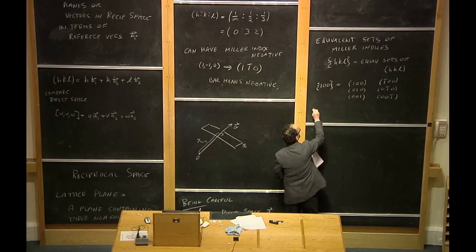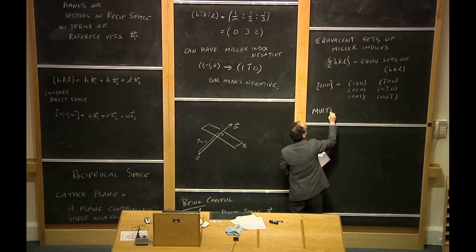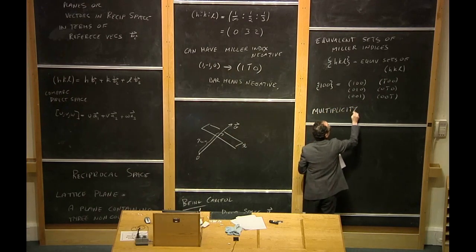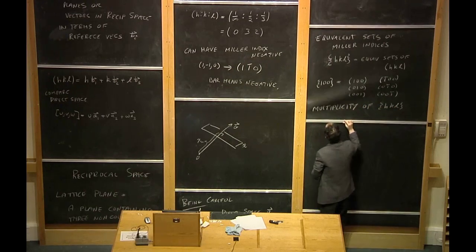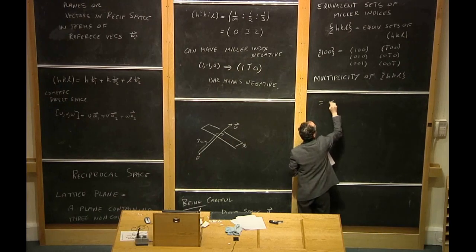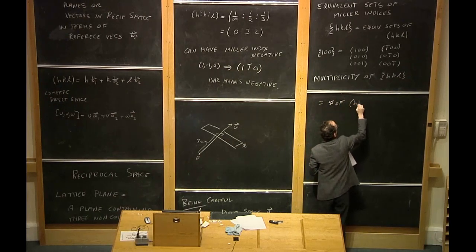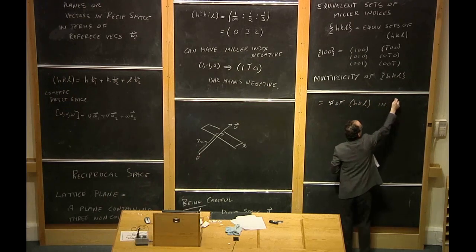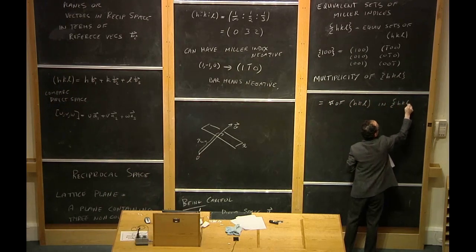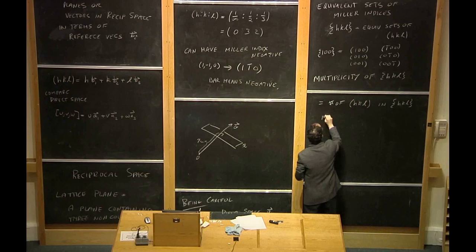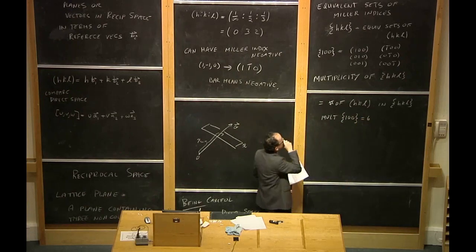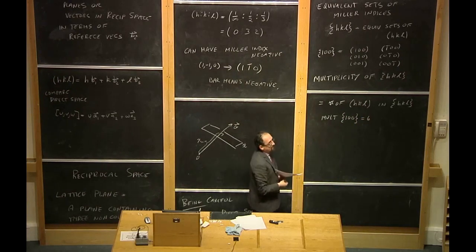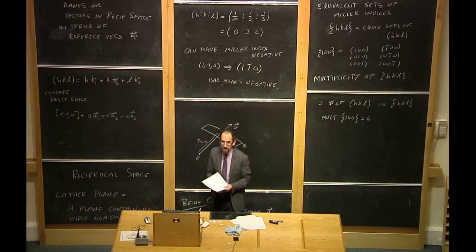We also have what's known as the multiplicity of HKL, which equals the number of parentheses HKL in curly bracket HKL. So in this case, the multiplicity of 1, 0, 0 is 6, because it includes all those 6 different sets of Miller indices that I wrote down. Okay?